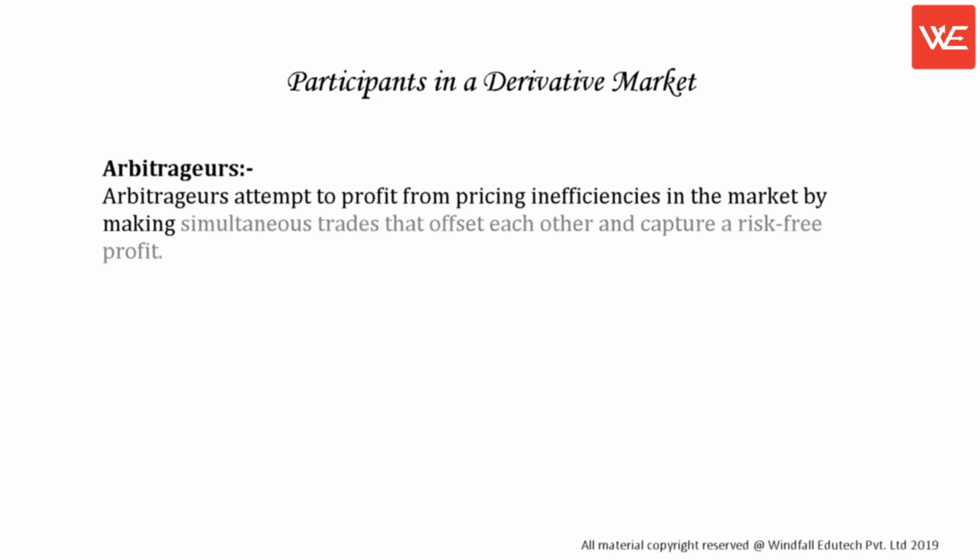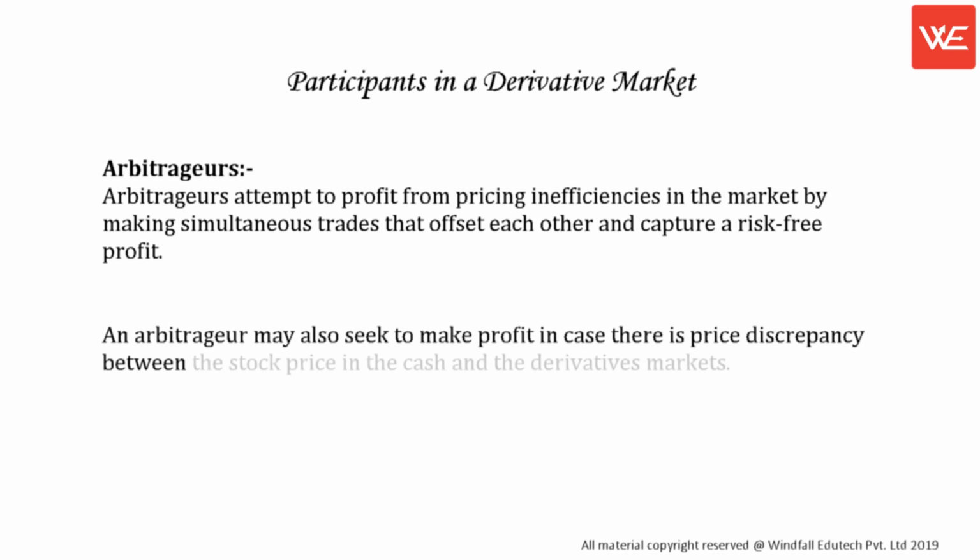Arbitrageurs. Arbitrageurs attempt to profit from pricing inefficiencies in the market by making simultaneous trades that offset each other and capture a risk-free profit. An arbitrageur may also seek to make profit in case there is price discrepancy between the stock price in the cash and the derivatives markets.